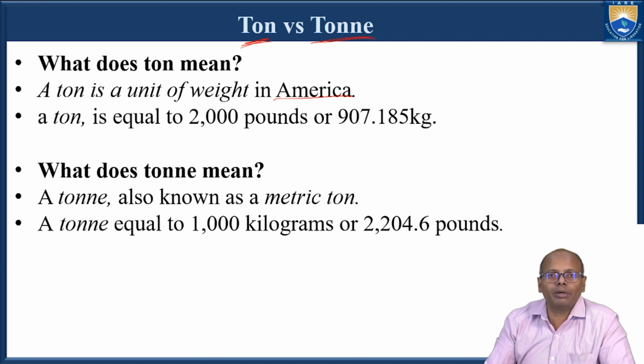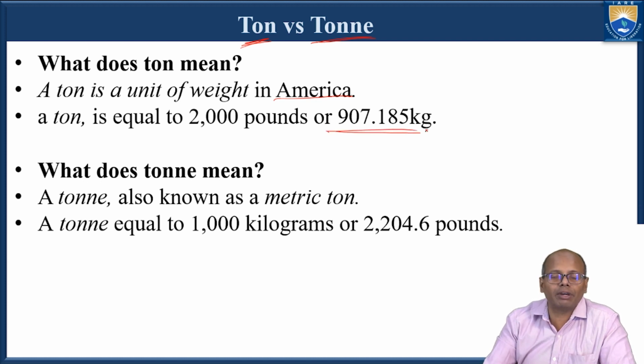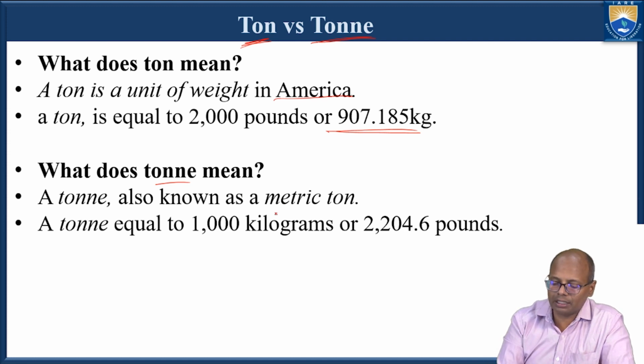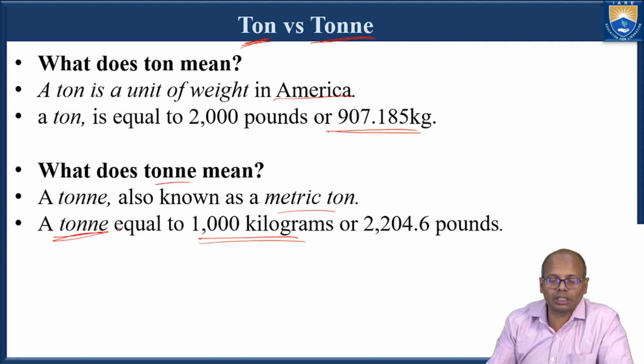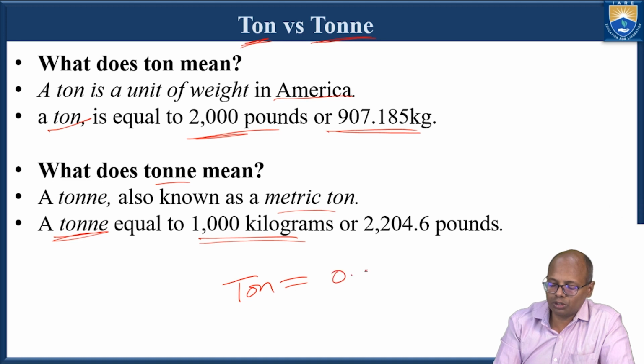So ton is an American unit of weight, and one ton is equal to 2000 pounds, which is equal to 907.185 kg. Now what is this tonne? It is the metric ton, and that is equal to 1000 kgs. So tonne is 1000 kgs, ton is 2000 pounds. So 1 ton is equal to 0.9 tonne.